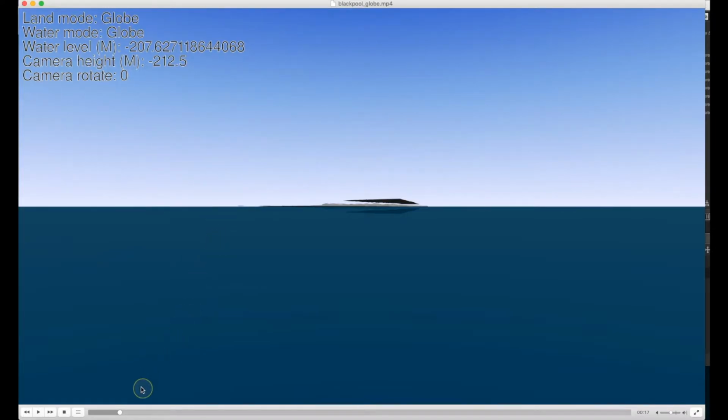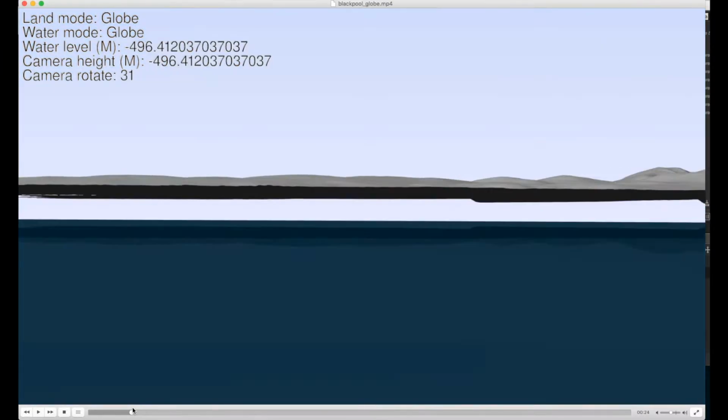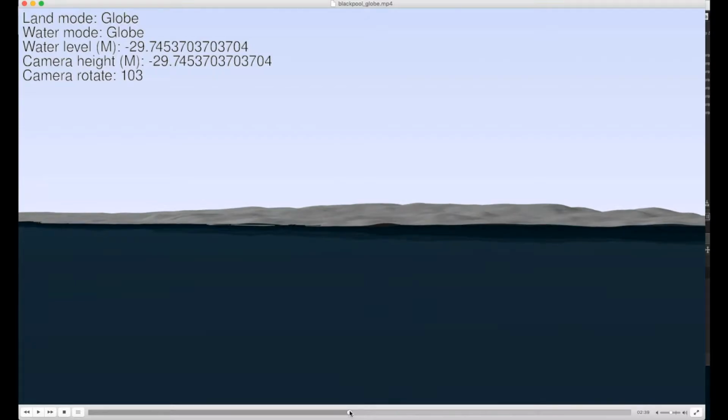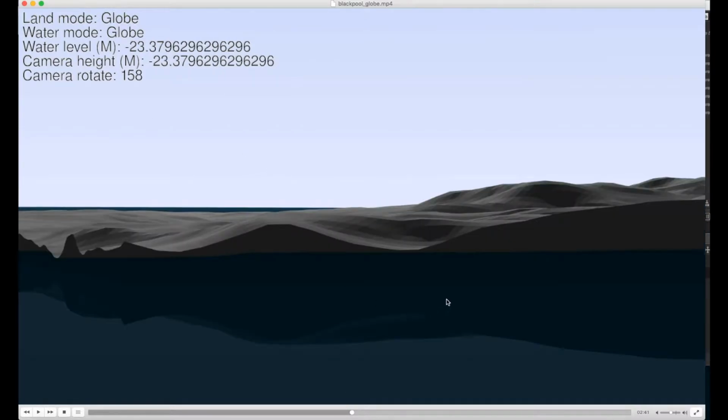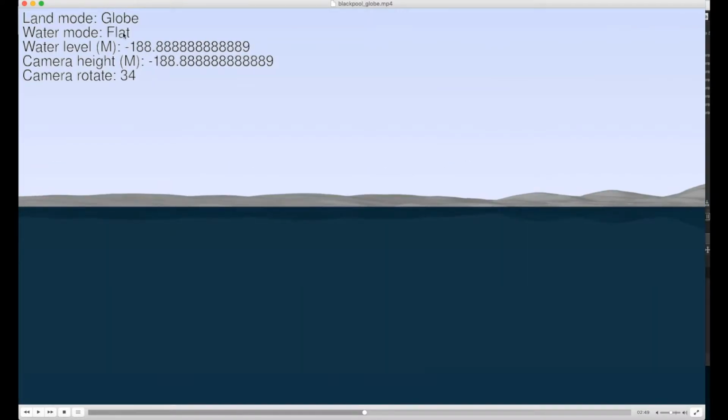And we continue to descend. When they both reach 500 meters below their initial values, then I zoom the camera back in, and then I start going around 12 times, raising both the camera and the water back to zero. So you get these 360-degree turns. When it reaches zero again, then I switch the water from the spherical model to the flat Earth model. So then you'll see that the water is kind of like the surface of a large box. So the water is now flat.